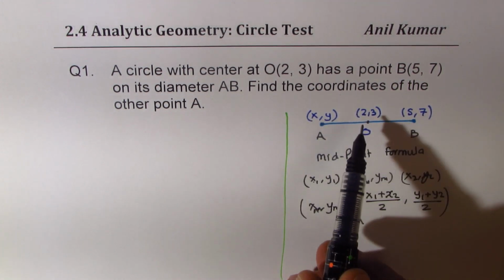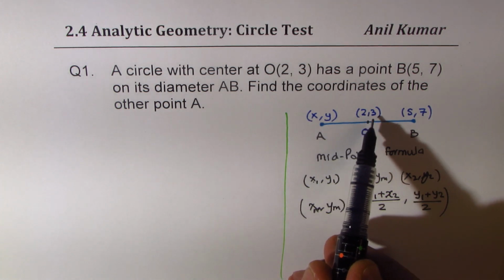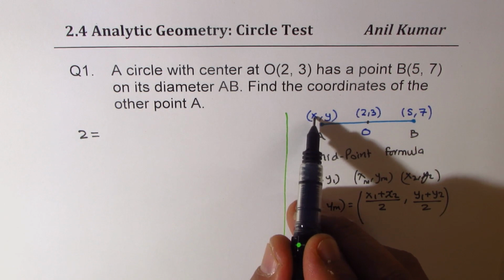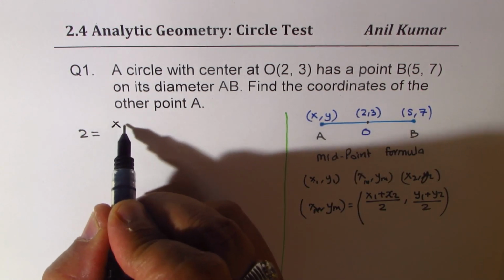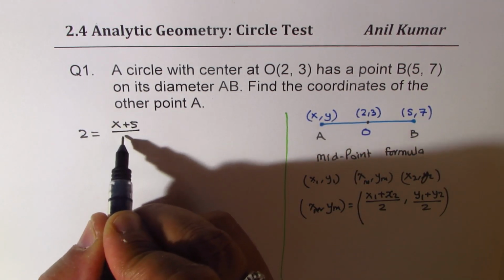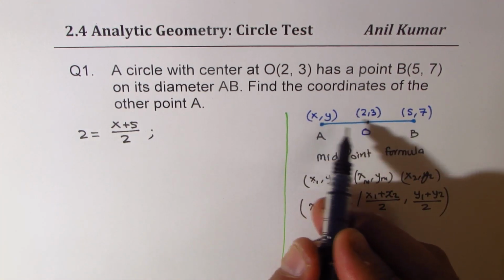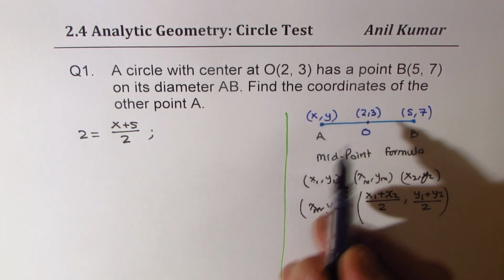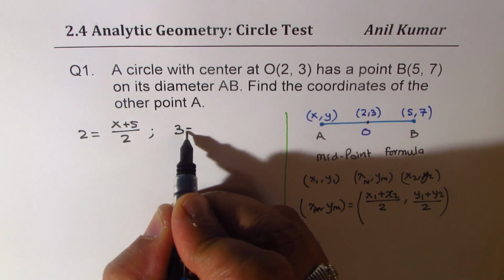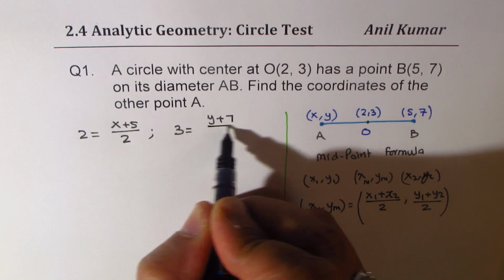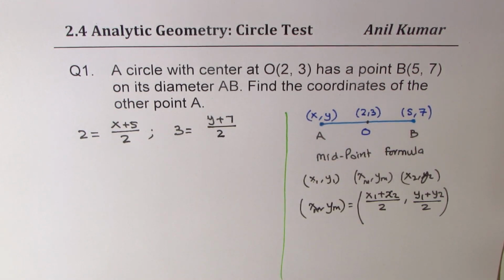So as we said, the midpoints are given to us, which is 2 and 3. So this time 2 is equal to the average of x and 5, so we'll do (x + 5) divided by 2. And as far as the y coordinate is concerned, 3 is the midpoint. So 3 is equal to (y + 7) divided by 2. So I hope that is absolutely clear.